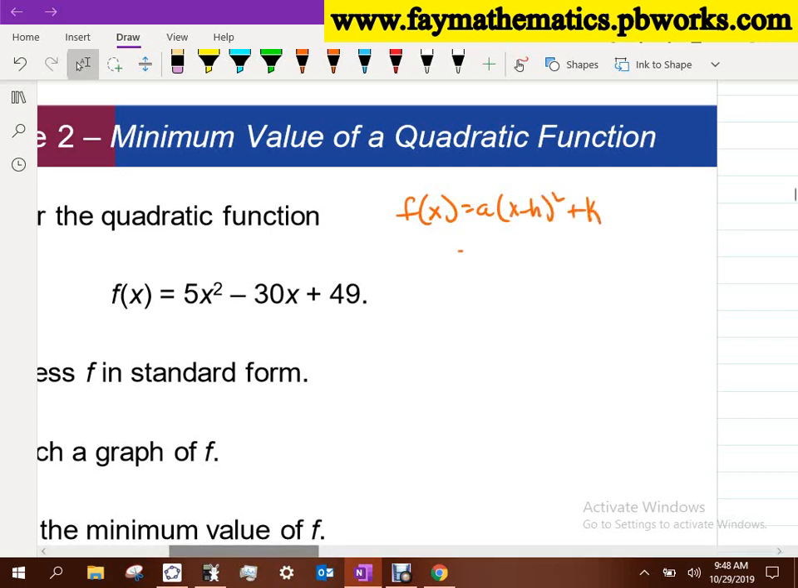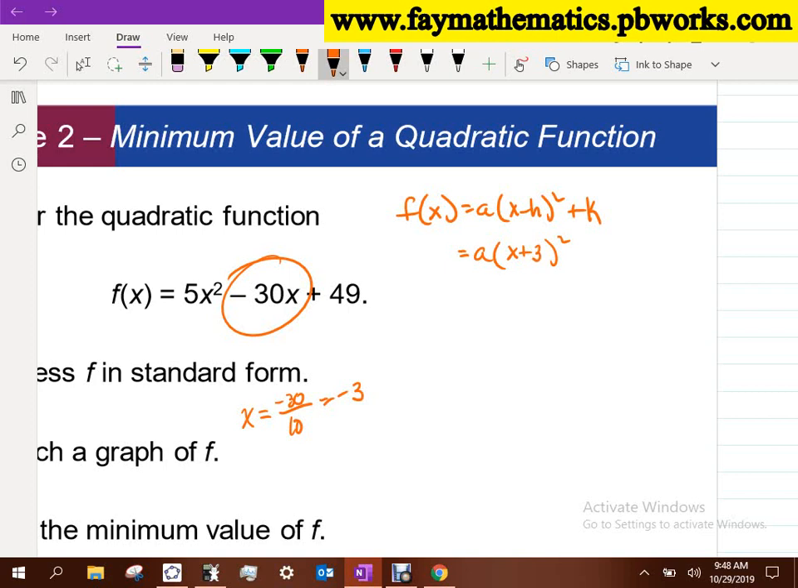So what is my x coordinate for my vertex form? How do I find that? -b, the opposite of 30, over 2a, so 10, so it should give me -3, right? So my x-coordinate is going to be -3. Does that make sense? Now, just be careful. When you plug that in here, your h is -3, right? So this turns into +3. Now, my k value is this function evaluated at -3, right?